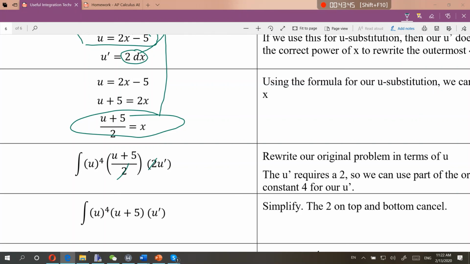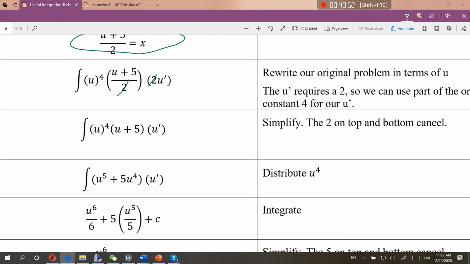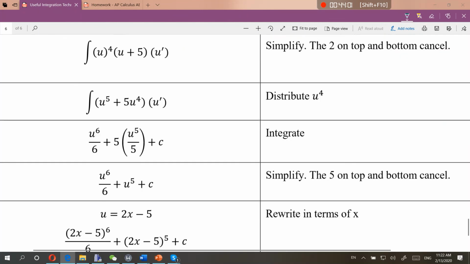Now I can integrate using the power rule. Okay, so I get u to the 6th over 6 plus 5u to the 5th over 5, or just u to the 5th if you want. And then because u is 2x minus 5, I can go back and resubstitute to get my final answer.